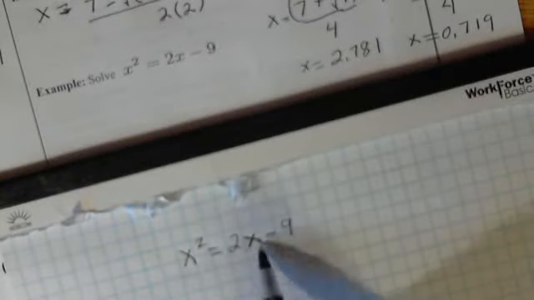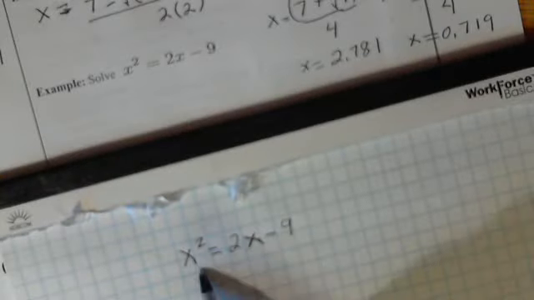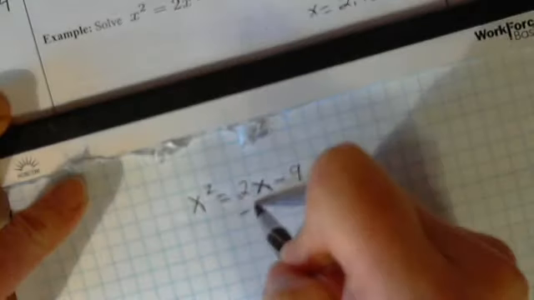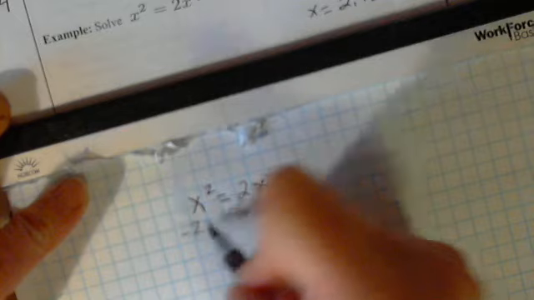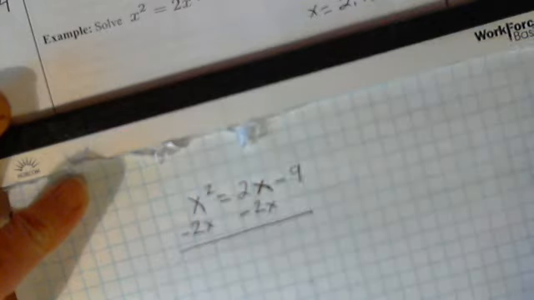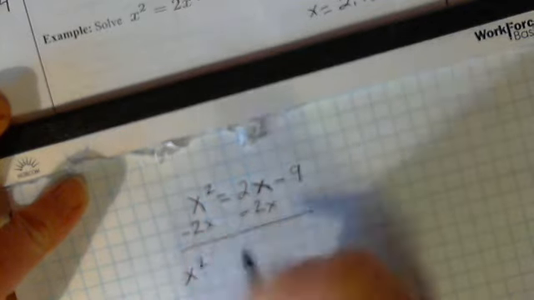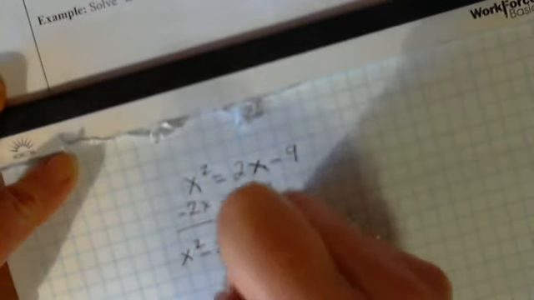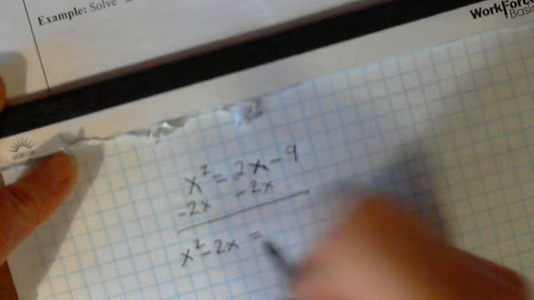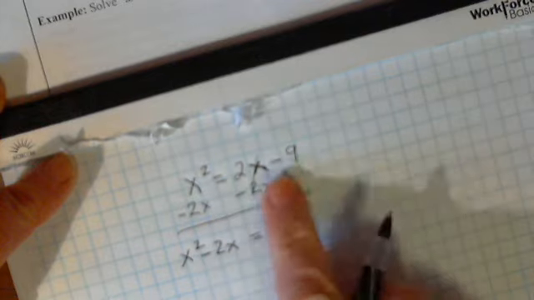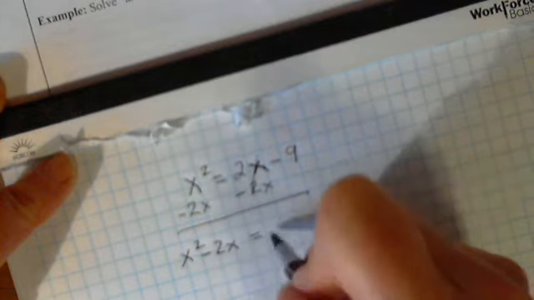So what I'm going to do is move 2x to the other side and minus 9 to the other side. What I'm doing when I do that is I'm literally subtracting 2x from both sides. So I get x squared. Now I can't take 2x away from x squared, so I just write subtract 2x equals, and what's left over here is a minus 9.